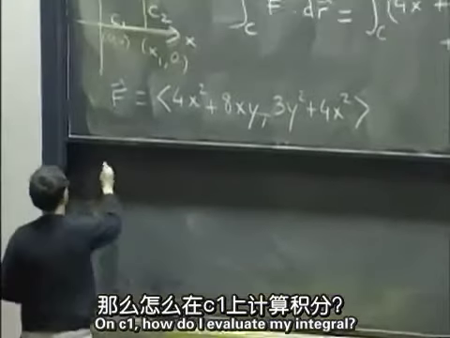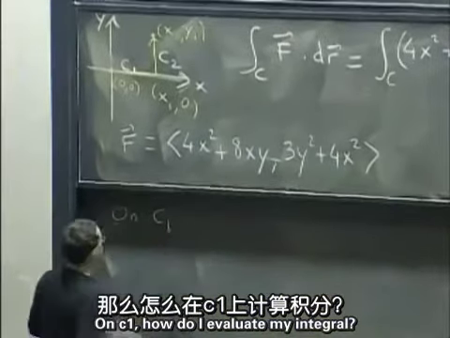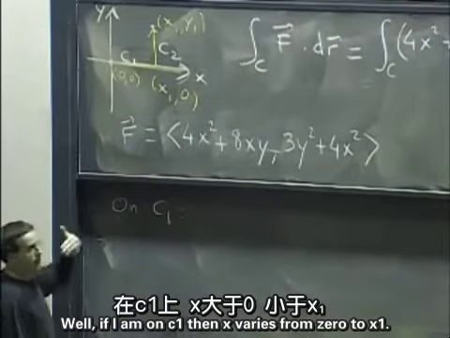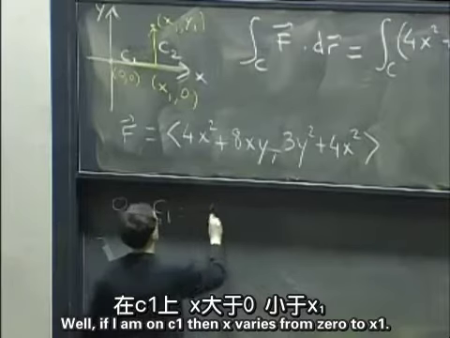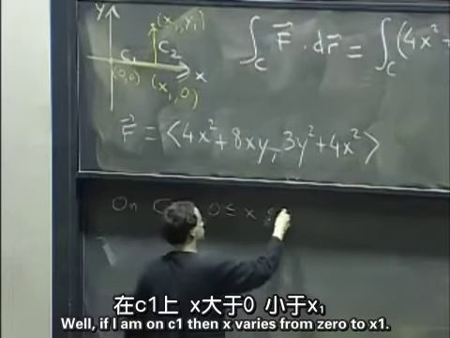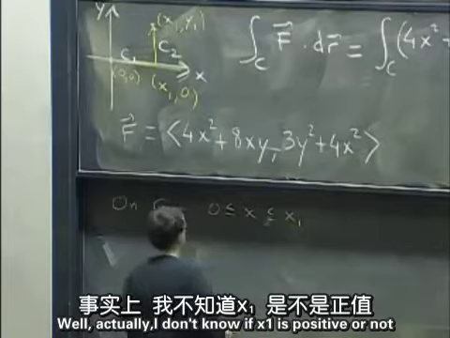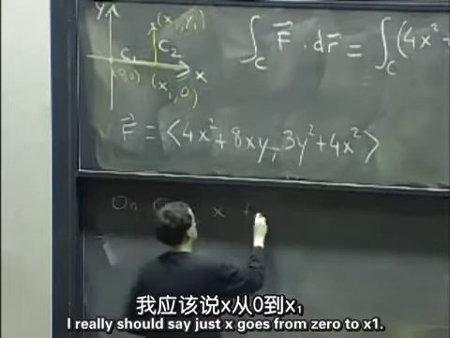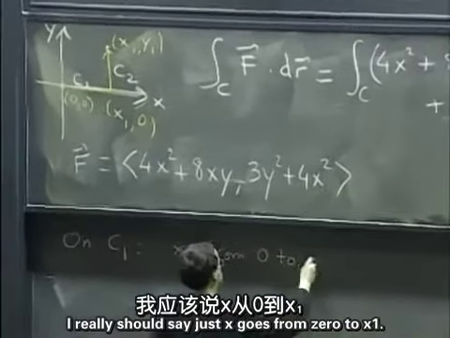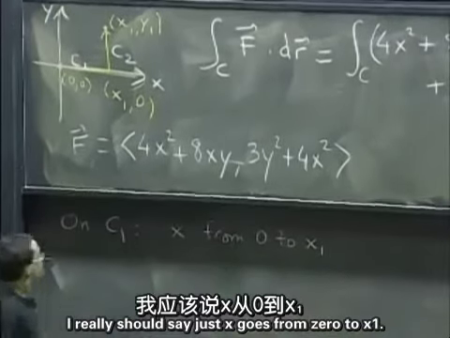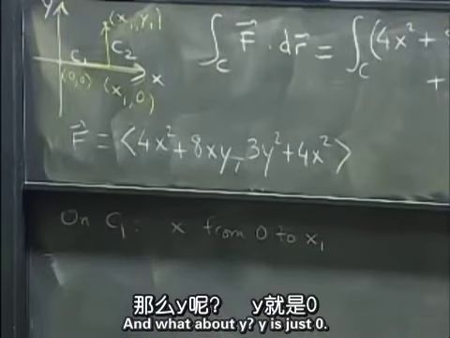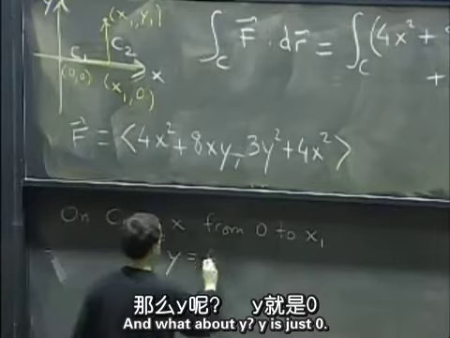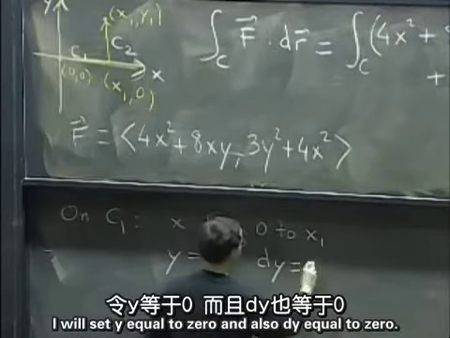So on C1, how do I evaluate my integral? Well, if I'm on C1, then x varies from 0 to x1. Well, actually, I don't know if x1 is positive or not, so I shouldn't write this. I really should say just x goes from 0 to x1. And what about y? y is just 0. So I will set y equals 0 and also dy equals 0.